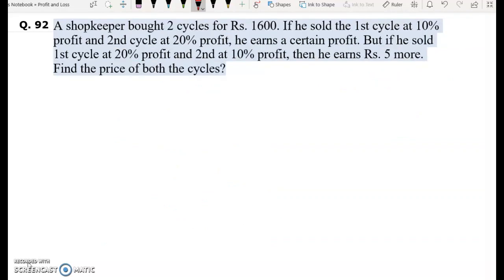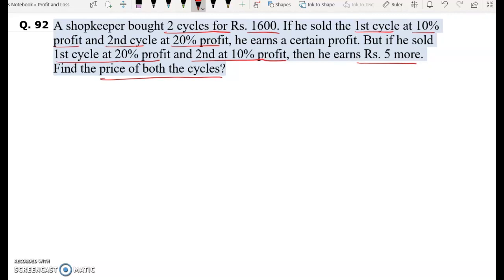Question number 92. A shopkeeper bought 2 cycles for rupees 1,600. If he sold the first cycle at 10% profit and second cycle at 20% profit, he earns a certain profit. But if he sold the first cycle at 20% profit and second at 10% profit, then he earns rupees 5 more. Find the price of both the cycles.